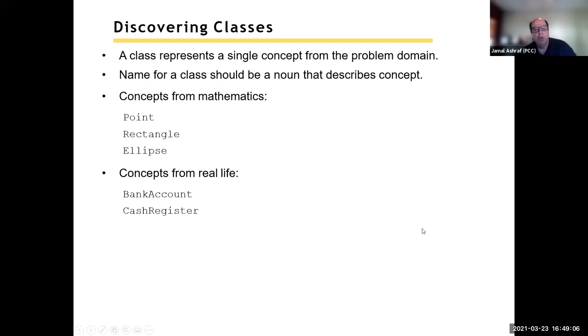All right. So let's start with classes. When we talk about a class, we are talking about a single concept. So one single concept, we're going to create, we're going to be thinking about as a class. That can be a mathematical concept, like a point, a rectangle, an ellipse, or a real life concept like a bank account, a cash register, things of that matter.